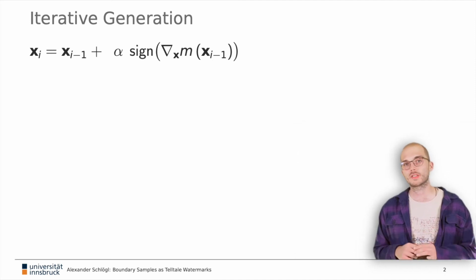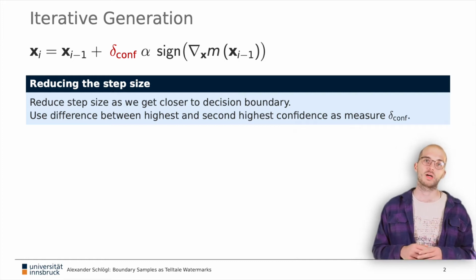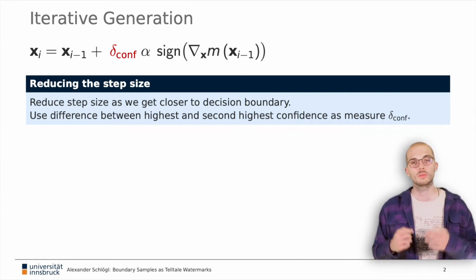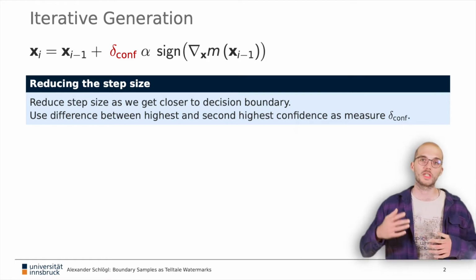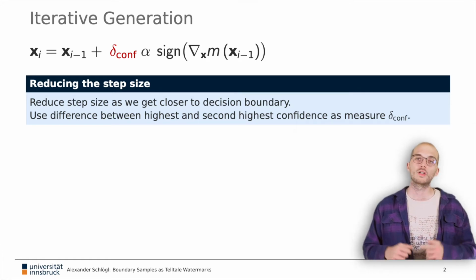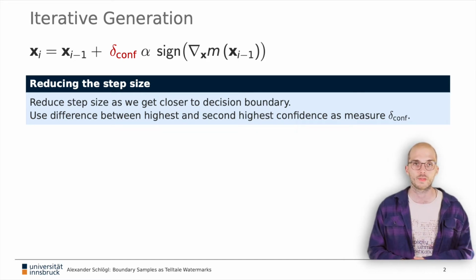We make two additions to the classic FGSM step function. First, we need to approach the decision boundary, not move past it. We therefore require a scaling parameter that decreases the step size as we get closer to the decision boundary. For this, we use the confidence difference between the first and second predicted class and note it as delta conf.